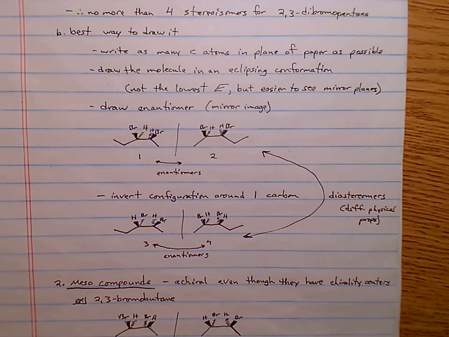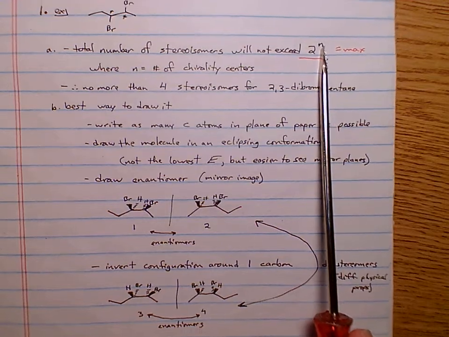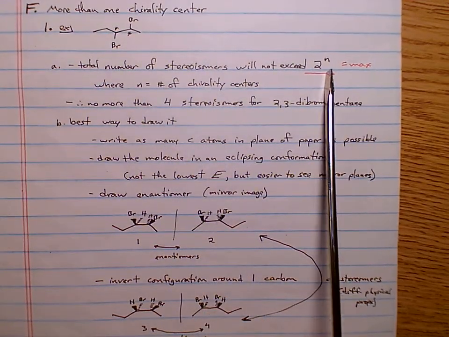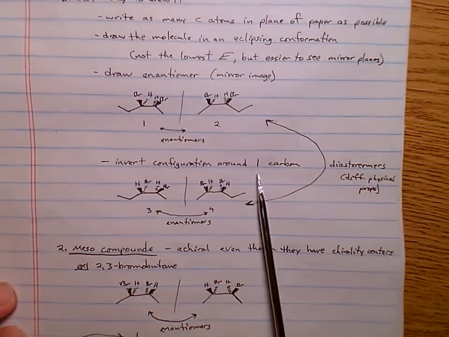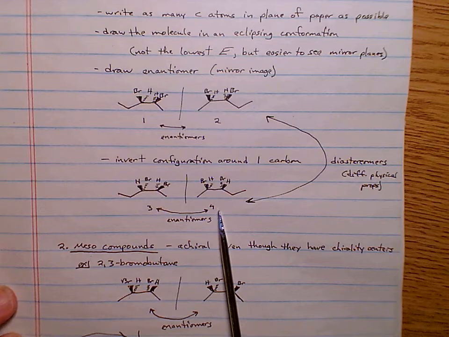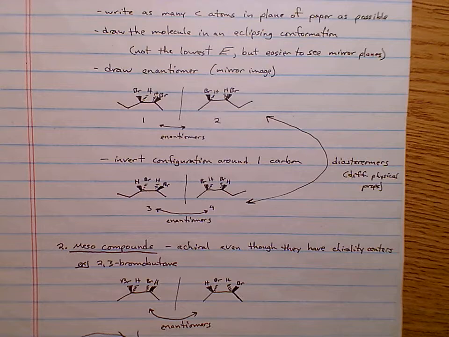Now, note that we started up here. We had two chiral carbons, so n is 2. 2 to the n means we can have a maximum of 4 stereoisomers. Here we found we have 4 stereoisomers, and none of them are the same. So we have the actual 2 to the n, we have 4 stereoisomers.